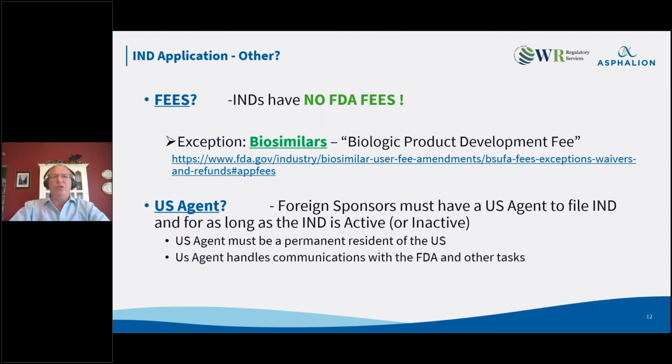Sometimes what you can do is you can use your CRO, your contract organization that's helping you run your clinical study. That has benefits and drawbacks. You can also use a law firm, for instance, in the US, or you can use a consulting agency such as WR Regulatory Services or others that are available to be your US agent. And you need to include an appointment letter in your applications that allows you to use this agent.